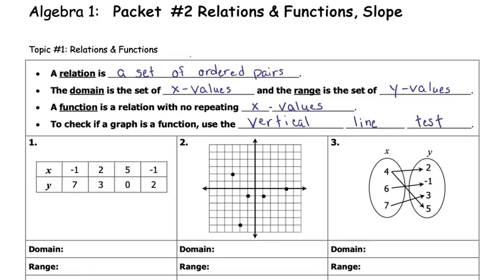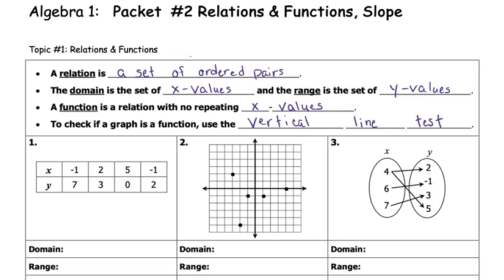Okay, here in packet 2, we are going to get started with the relations and functions, and then we'll move into slope. So topic number 1 talks about what is a relation, what is the domain, the range, and then checking to see if something is or is not a function.